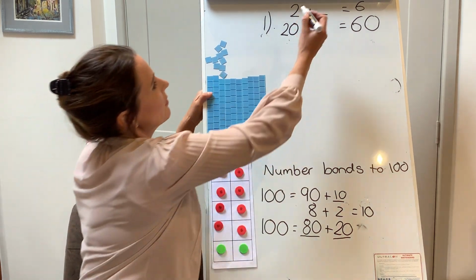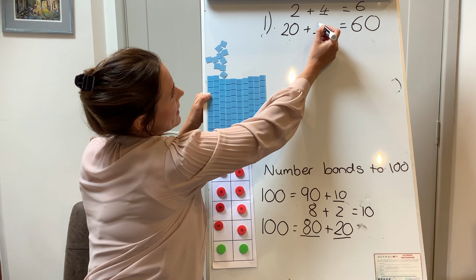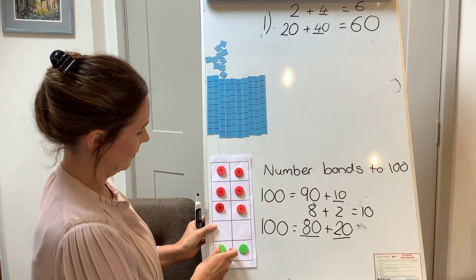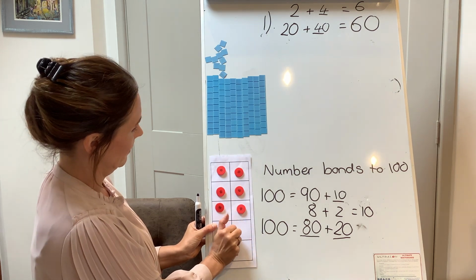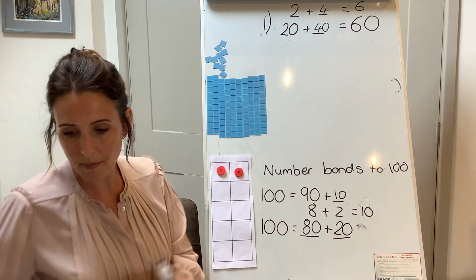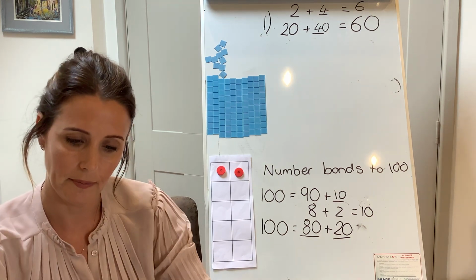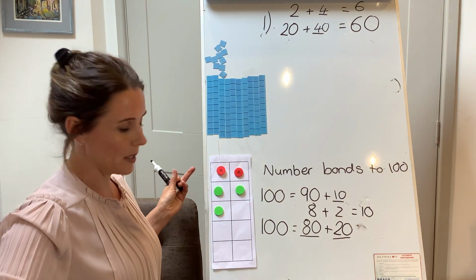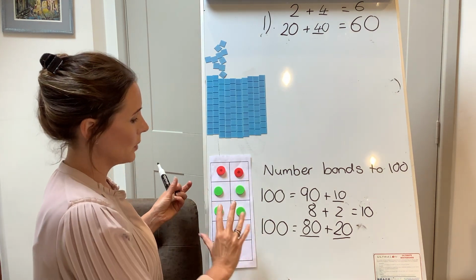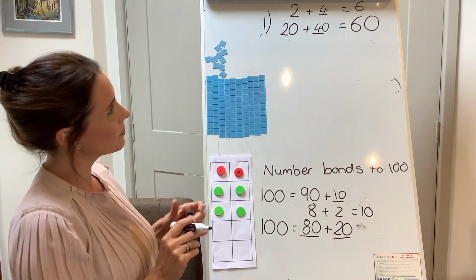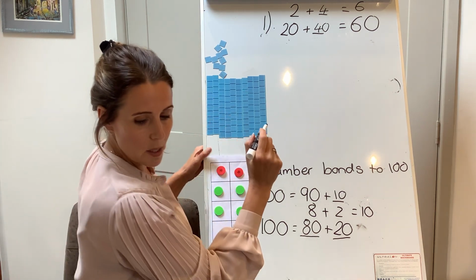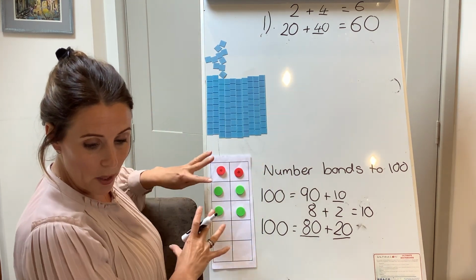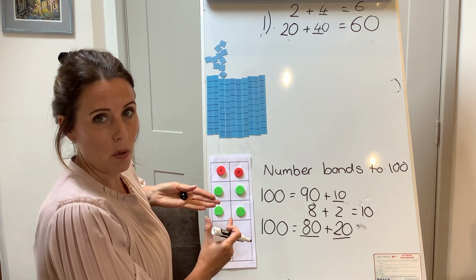Okay, so 2 and 4 is equal to 6, so that means 20 and 40 is equal to 60. And we can see that here. So we've got 2 and 4 is equal to 6, so 20 and 40 is equal to 60. Have a go at these ones then now. Use the counters and find related facts by using the tens, or you can use the tens frame and use it also as a 100 frame as well.